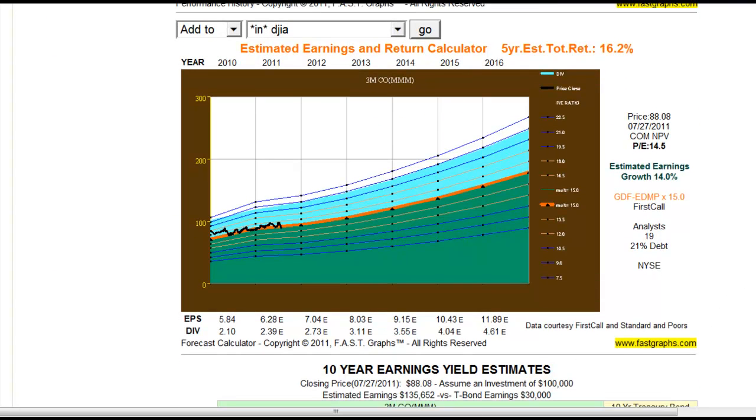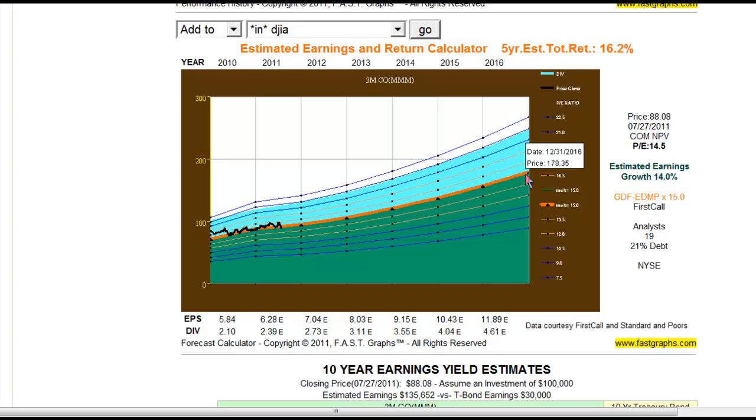The current consensus of leading analysts reporting to First Call and following 3M expect it to grow earnings at 14% a year going forward. That's faster than they've historically grown them. However, keep in mind that's during the recessionary years. So on that basis, looking at our value corridor here, which are these orange lines, 3M is what we like to say crawling the line, and appears to be very attractively priced with a PE ratio of 14.5 and an expected earnings growth rate of 14%.